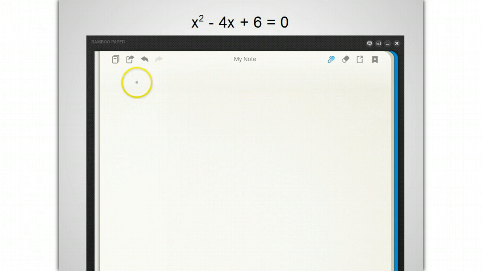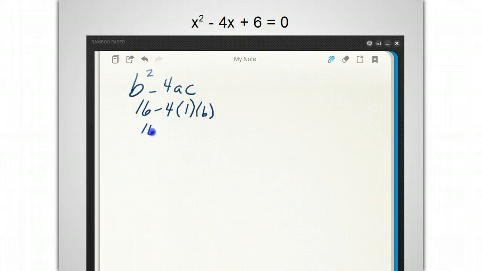I'd say, well, before I even solve it, let's look at what the discriminant would be. That's, remember, b squared minus 4ac. That's the part of the quadratic formula under the radical sign. And recall that if that value is negative, then there are no real solutions. Okay, so in this case, b is negative 4, and a is 1, and c is 6. So b squared minus 4ac would be 16 minus 4 times 1 times 6. Well, that would be 16 minus 24, which is equal to negative 8.